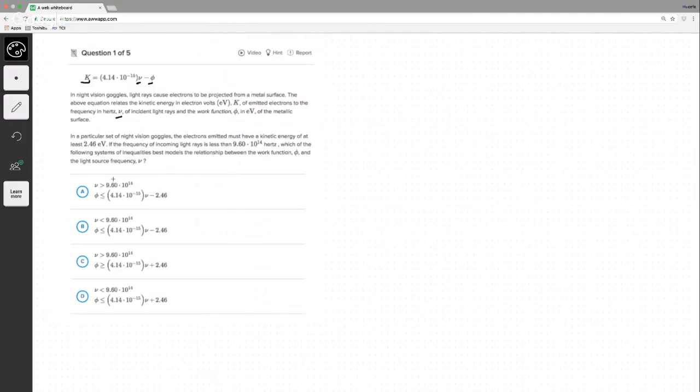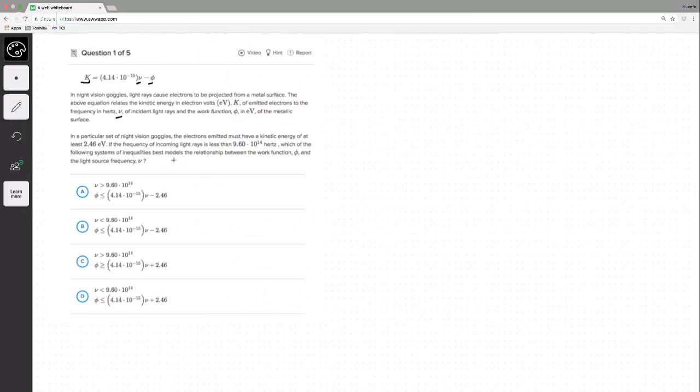In a particular set of night vision goggles, the electrons emitted must have a kinetic energy of at least 2.46 electron volts. That's the unit of K. If the frequency of incoming light rays is less than the frequency given, let me make sure I understand this right. Light rays cause electrons to be emitted; the equation relates kinetic energy of emitted electrons to the frequency in hertz of incident light rays and the work function. Okay, got it.